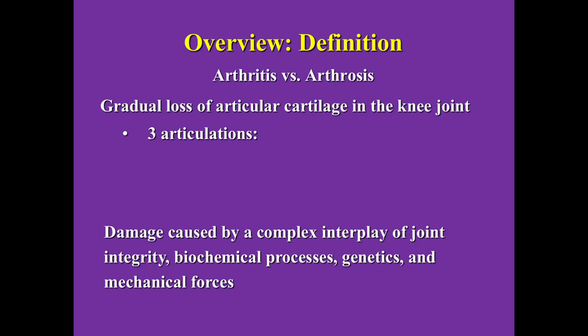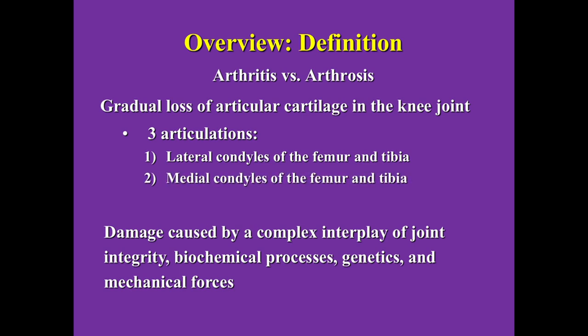Arthritis versus arthrosis. There is a gradual loss of articular cartilage in the knee joint. There are three articulations. One is the lateral condyle of the femur and tibia. The second one is the medial condyle of the femur and tibia. The third one is the patellofemoral joint. This slide describes the difference between arthritis and arthrosis. Damage is caused by a complex interplay of joint integrity, biochemical processes, genetics and mechanical forces.